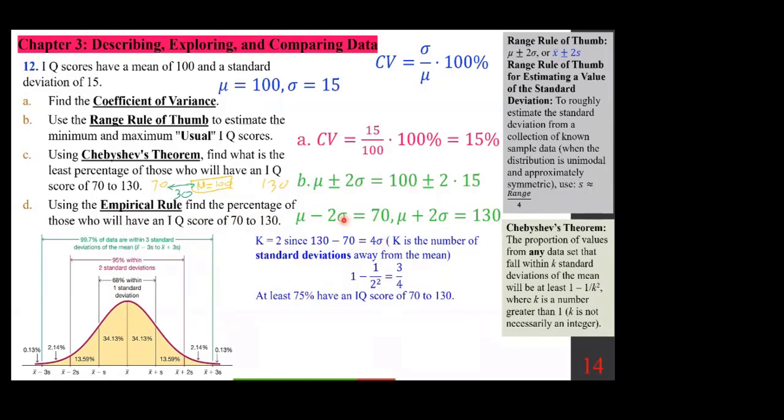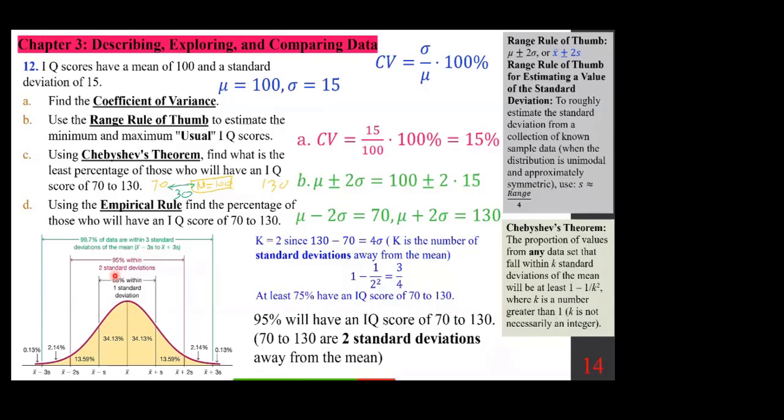2 standard deviations away. Therefore, it corresponds to 2 standard deviations away, which means 95%. So 95% will have an IQ score of 70 to 130. There are some definitions now, so we're going to go through them fairly fast.